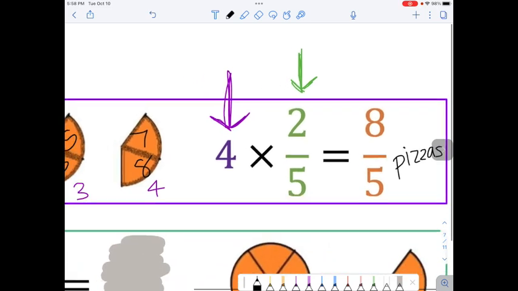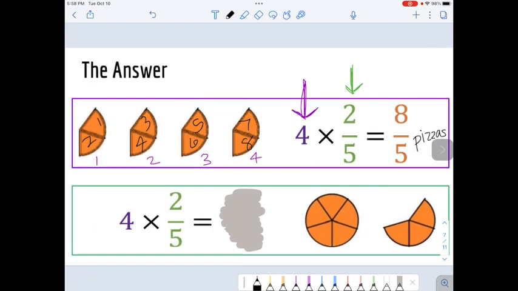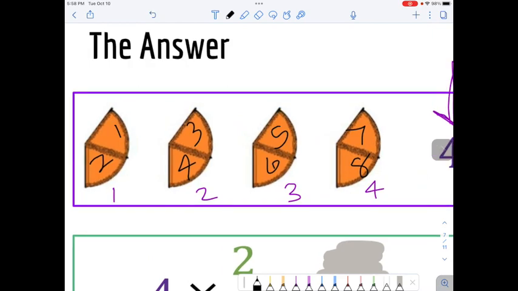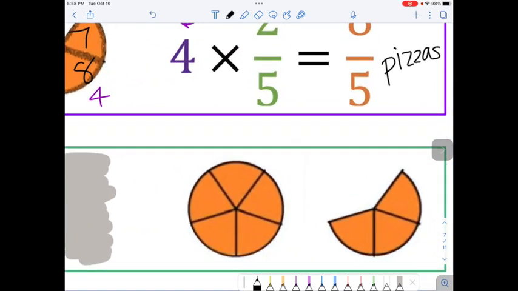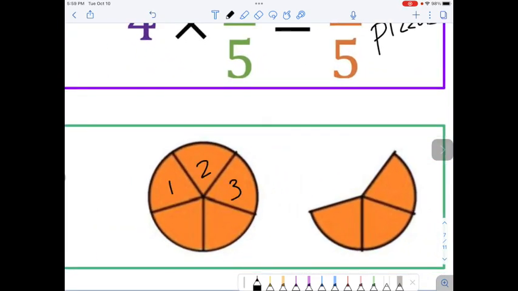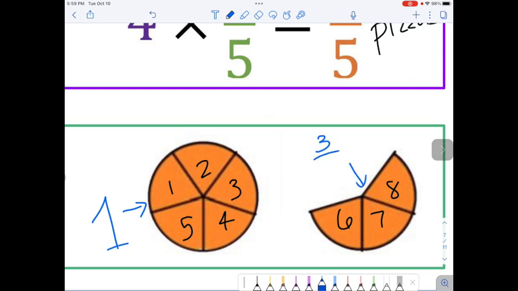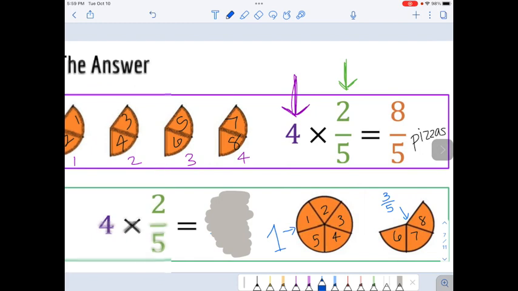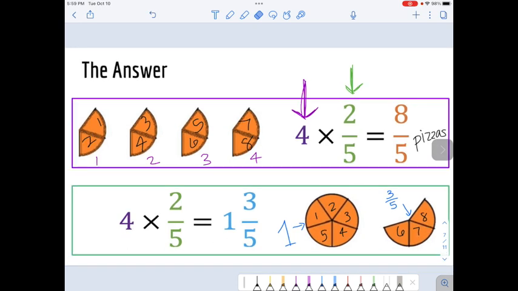So something that we often do in math is we rearrange our thinking. So I want you to notice again that there are 8 slices here. There are 8 slices down here. 1, 2, 3, 4, 5, 6, 7, 8. But now I can see that this is a whole pizza, and this is 3 out of the 5 slices we need, which means we could say that 4 groups of 2/5 is a whole and 3/5. If you can have mental pictures for what is happening in these problems, they make a lot more sense than just starting timesing numbers, right?